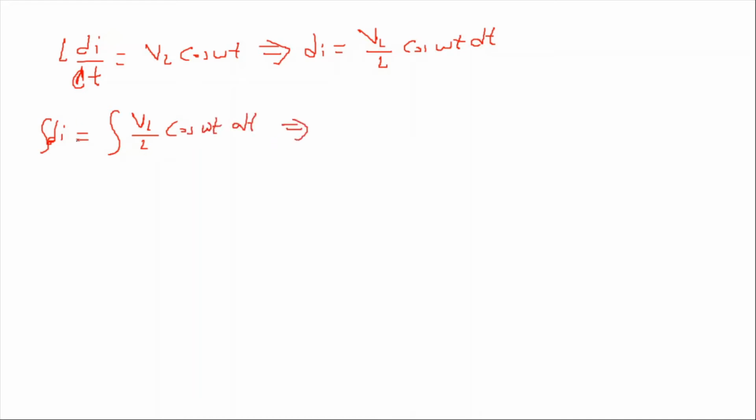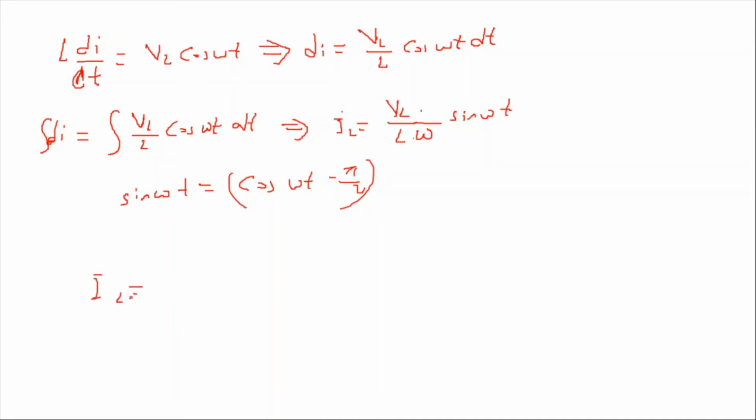So if we integrate, we are going to get IL, the current in the inductor, equal to the integration of this function. VL over L is a constant, and the integral of cosine ωt is sine ωt over ω. So we got an expression for the current in the inductor. This is a sine function, but remember, for the voltage it was a cosine function. So let's make both cosine. We know from trigonometry that sine ωt is equal to cosine of ωt minus pi over 2. So now let's insert this one. The expression for the current will be VL over ωL cosine of ωt minus pi over 2.